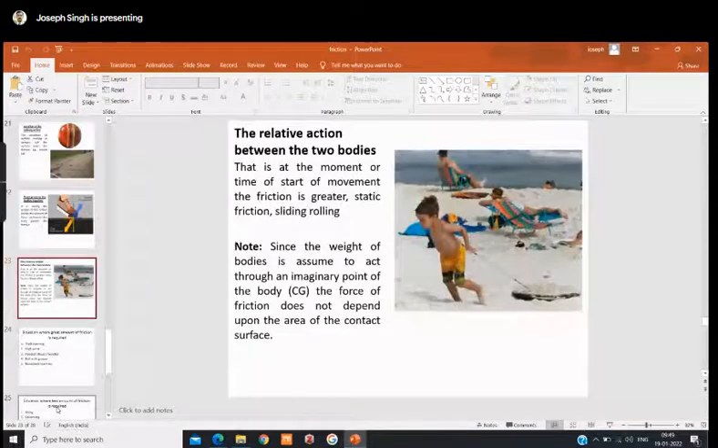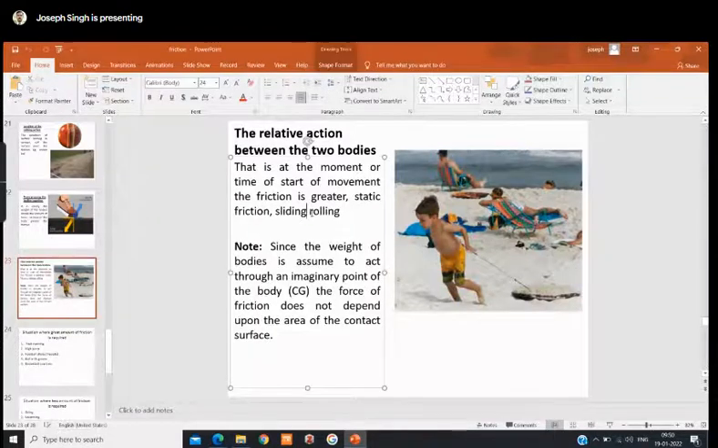Yes, sir. And the last one is the relative motion between the two bodies. If both the bodies are moving in opposite directions, or one is static, or both are moving in the same direction, the relative action is important. At the moment of start, if one body is static, the friction will be greater. That is static friction. Then comes sliding, and then comes rolling.